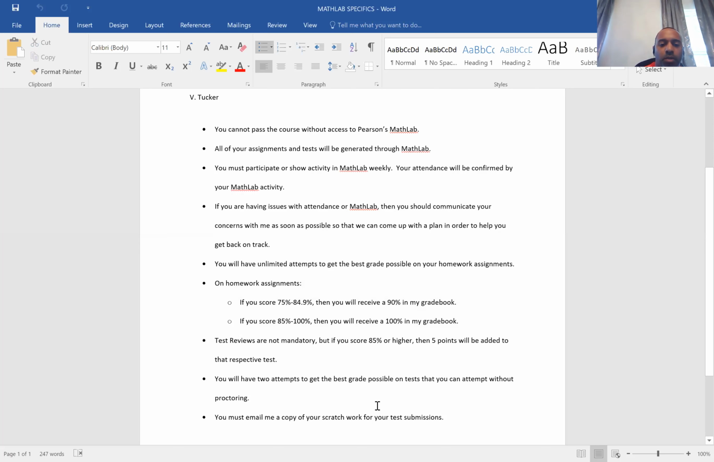I already talked about the 2 attempts. And then also you want to email me a copy of your scratch work for your test, not for your homework. Homework, you don't have to email me a copy of your scratch work, but for your test, you want to email me your scratch work. That can be done by just taking a picture of it with your phone and sending it to me, or if you want to scan it, whatever way works, that's fine.